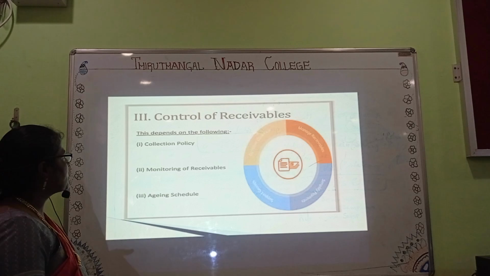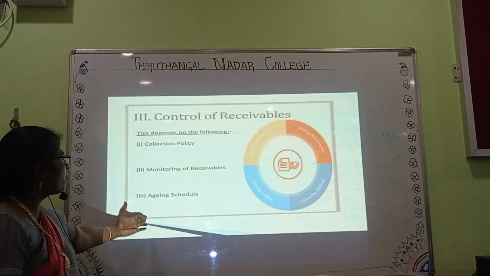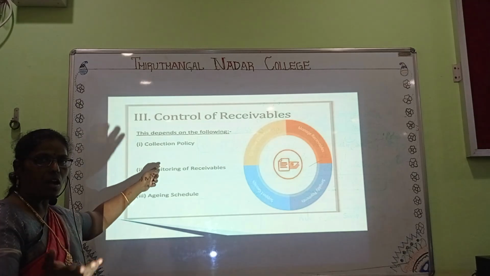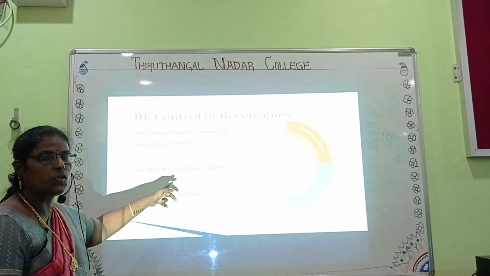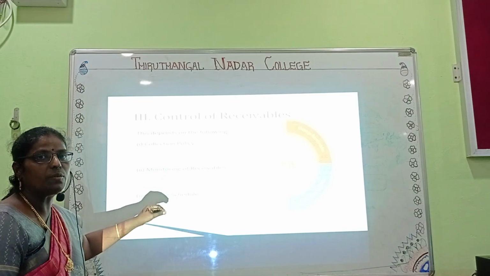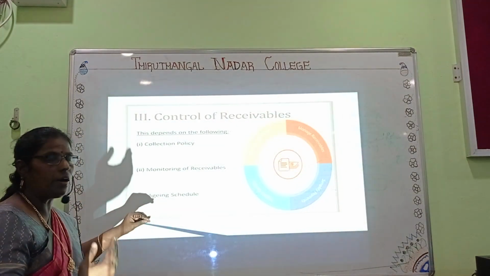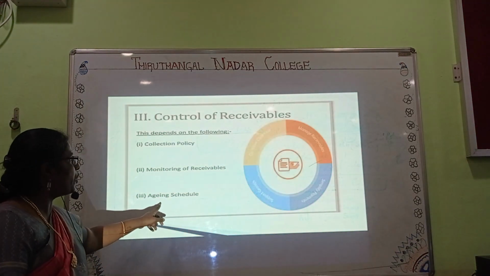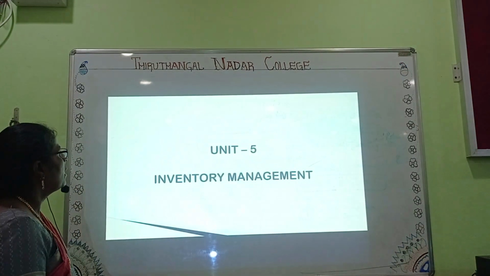Next, control of receivables. And the control of receivables depends upon the following. The collection policy, which we have already discussed. Monitoring receivables. The company has to monitor and manage the receivables. Day to day they have to monitor. Okay. And aging schedule. The control of receivables depends on these.